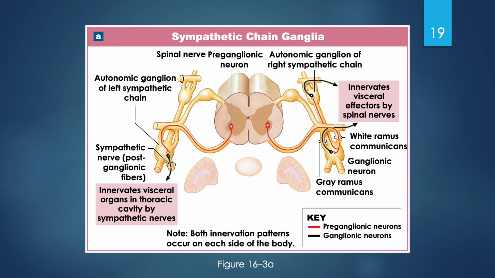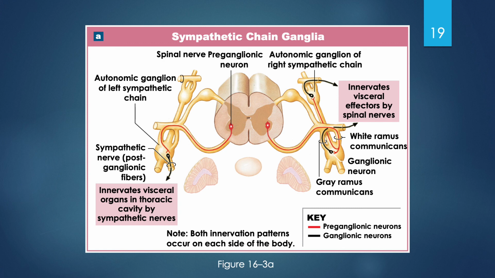Figure 16.3 in your text shows you the pathway of the sympathetic chain ganglia innervation. This image is just a schematic showing you what can happen in one of two different ways, but this could happen on either and both sides of the body. What we see here is in red the preganglionic neurons and in black the ganglionic neurons. So let's look at the left first.